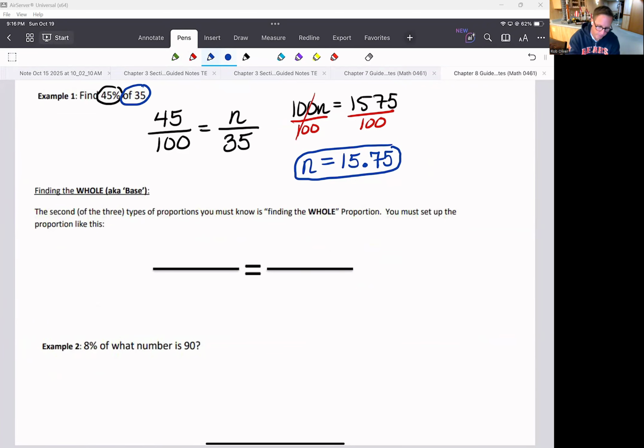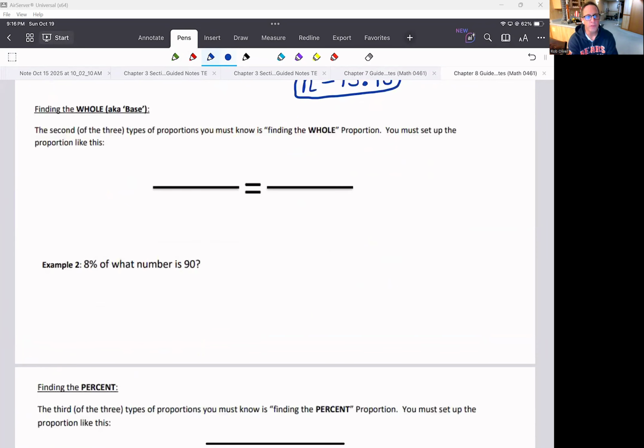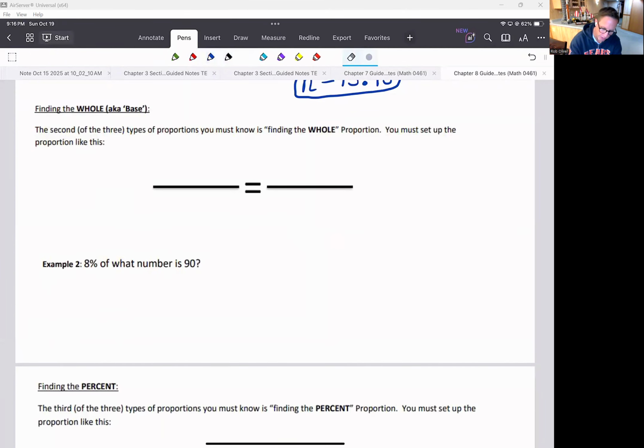Finding the whole, also known as the base. So the second of three types of proportions you must know is finding the whole portion. You must set up the portion like this. Again, just like in the last one, we're going to have the percent side, which is going to be a percent over 100. This time we know what the part is, but we don't know what the whole is. So the n is going to be right there.